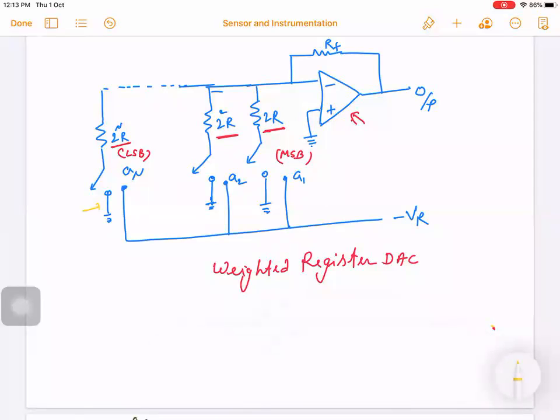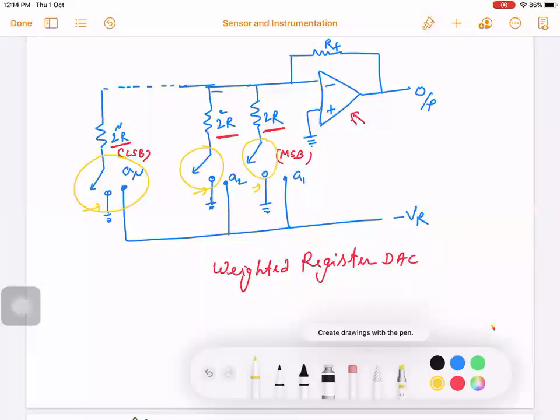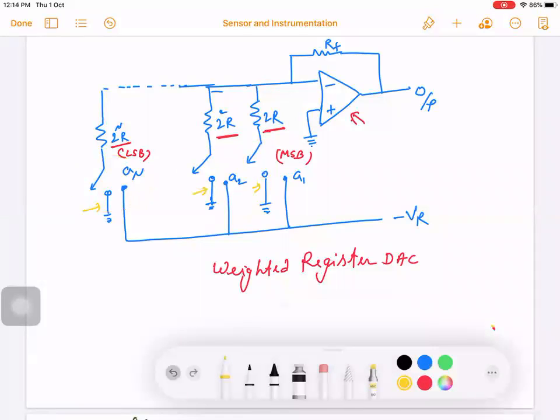ये देख रहे हैं आप? This is your ground point. Okay, so ये आप circuit जो देख रहे हैं, ये वाला portion, that is working as a switch, open and close. Okay, कैसे work कर रहा है? Open and close. Clear?